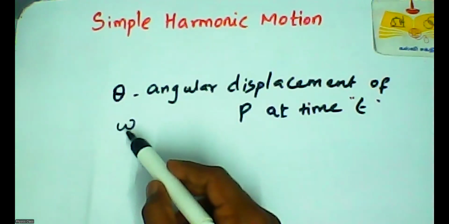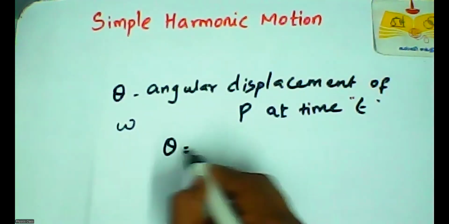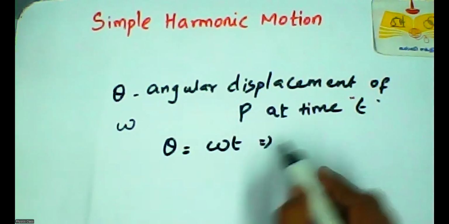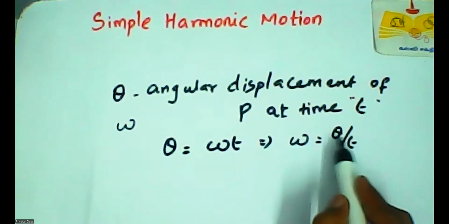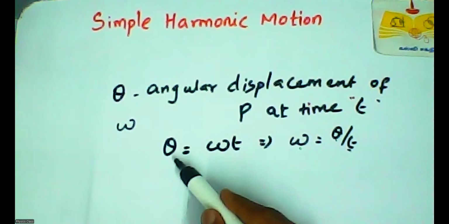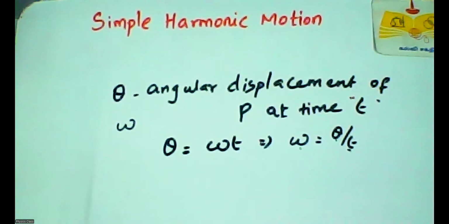Omega is the angular velocity. So what is the relation between theta and omega? Theta is equal to omega times t, because omega, the angular velocity, equals displacement by time, so displacement equals velocity times time. That's why I am writing theta equals omega into t. Now it is clear, right?